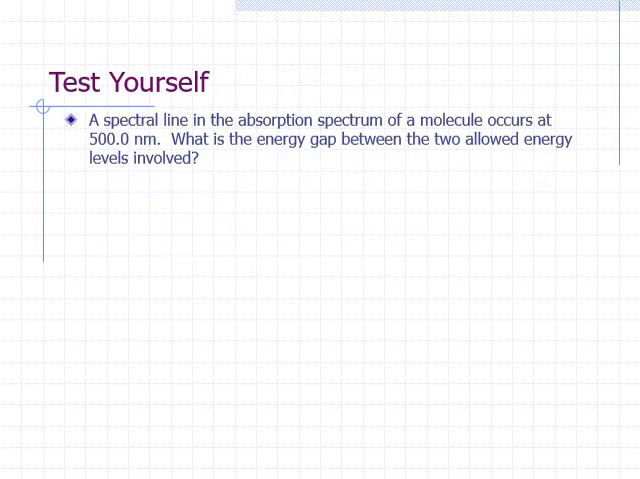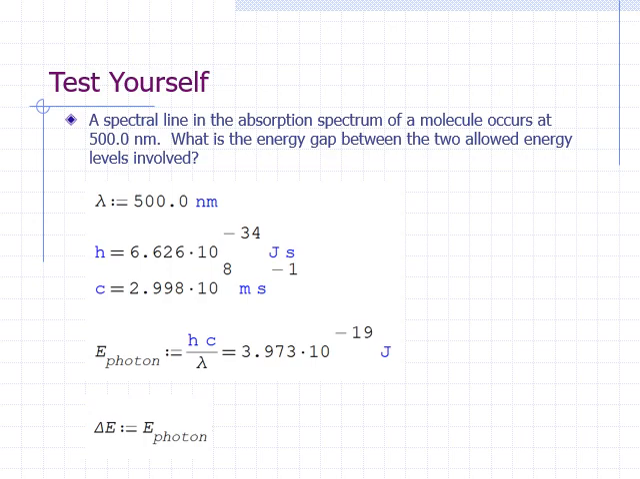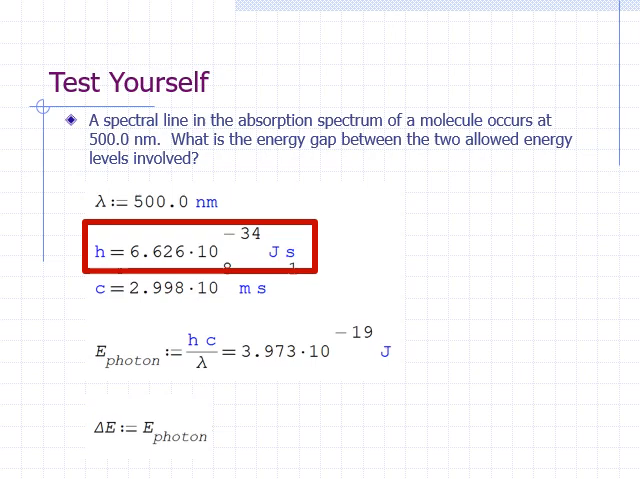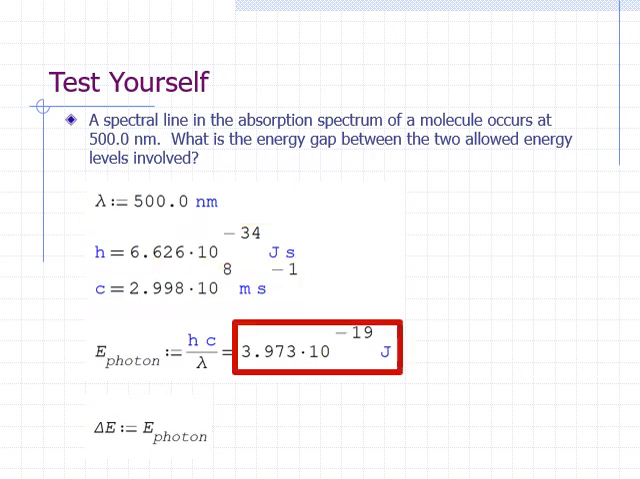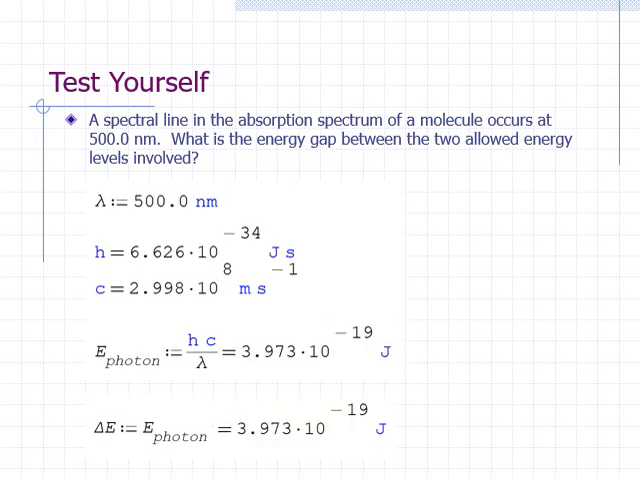Suppose a spectral line in the absorption spectrum of a molecule occurs at 500 nanometers. What is the energy gap between the two allowed energy levels involved? The energy gap is equal to the energy of the photon. We can calculate the energy of the photon if we know the wavelength. The energy of the photon is equal to hc over lambda, where h is Planck's constant, c is the speed of light, and lambda is the wavelength. Plugging in the values, we get a photon energy of 3.973 times 10 to the negative 19 joules. This is the energy of the photon.